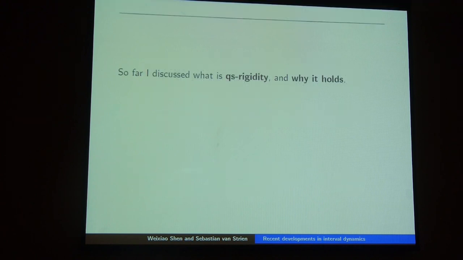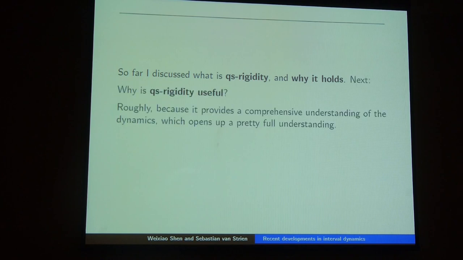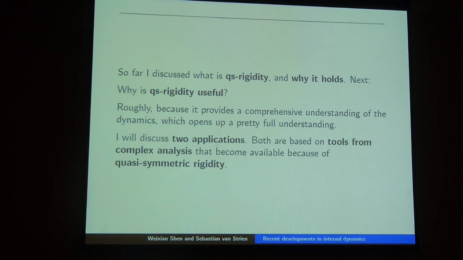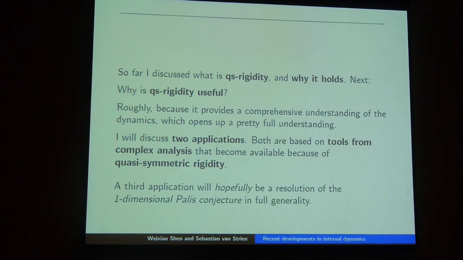So what I discussed so far is quasi-symmetry and more or less why it holds. And the aim now is to explain why it's useful. And my plan is then to give two examples of applications. And they're both showing that this quasi-symmetry allows you to use a lot of tools from complex analysis. And this is really because of this notion of quasi-symmetry. So this quasi-symmetry, in some sense, gives you a full opening.